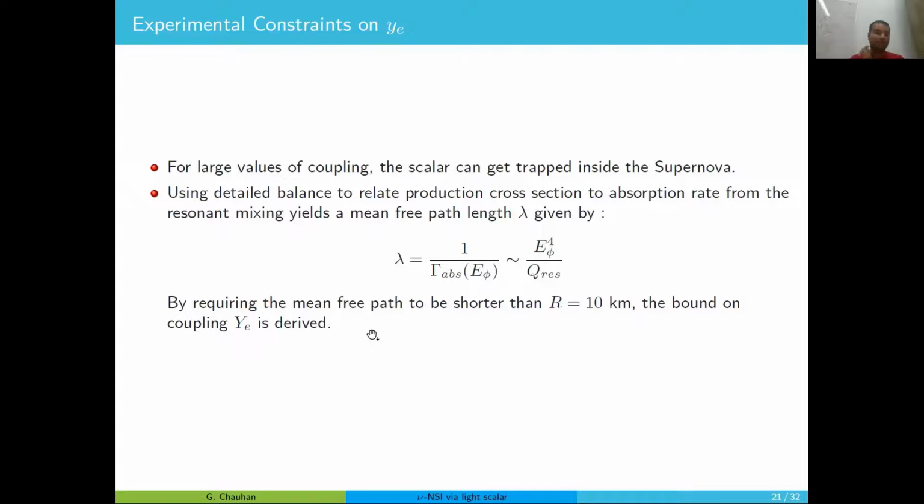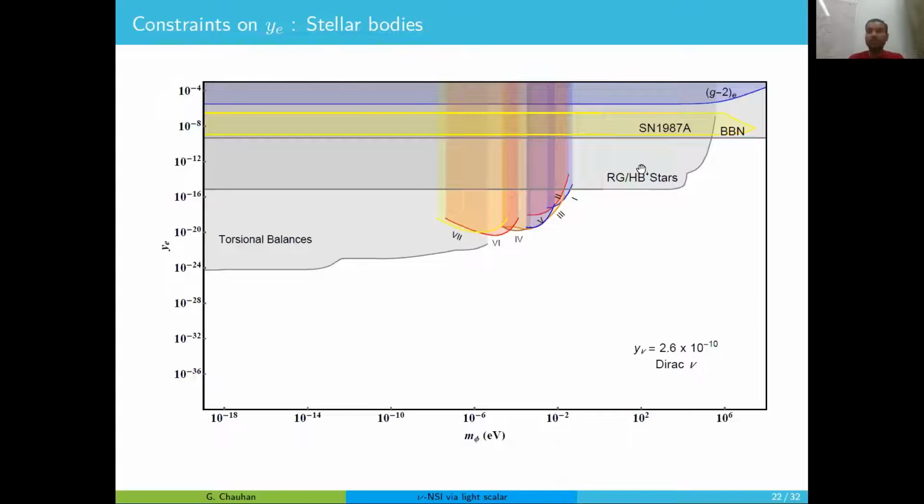So for the case of red giants and horizontal branch stars, we see that it's a pretty stringent bound, and it's applicable for all cases even above this coupling. But for the case of supernova 1987A, we see that it's stringent around 10 to the power minus 9-ish, but it vanishes away when you reach the level of 10 to the power minus 7.